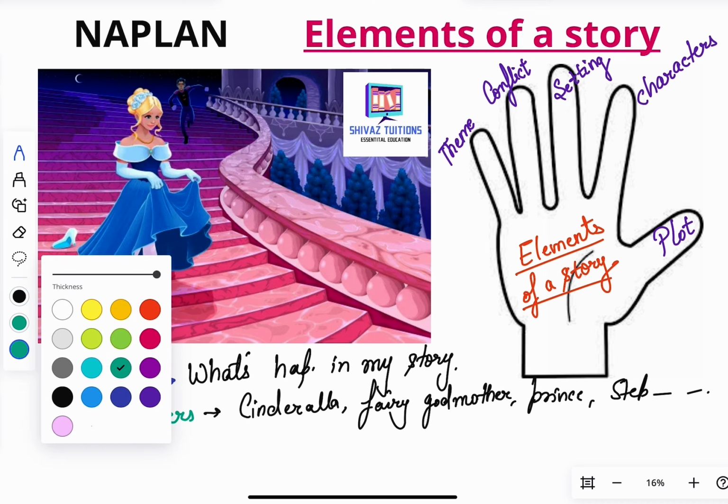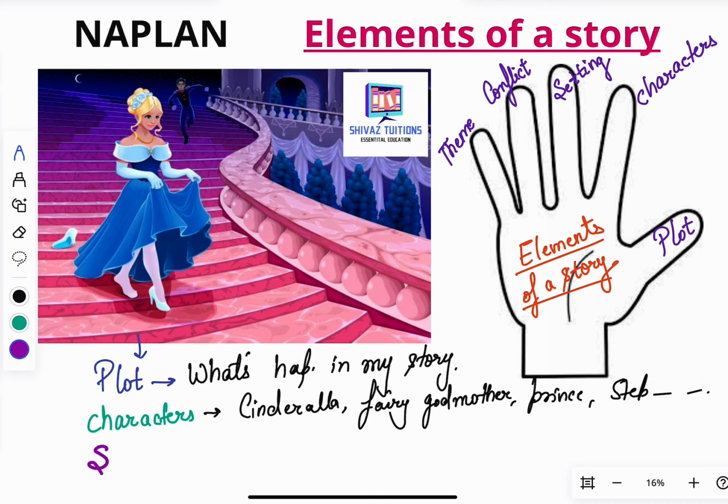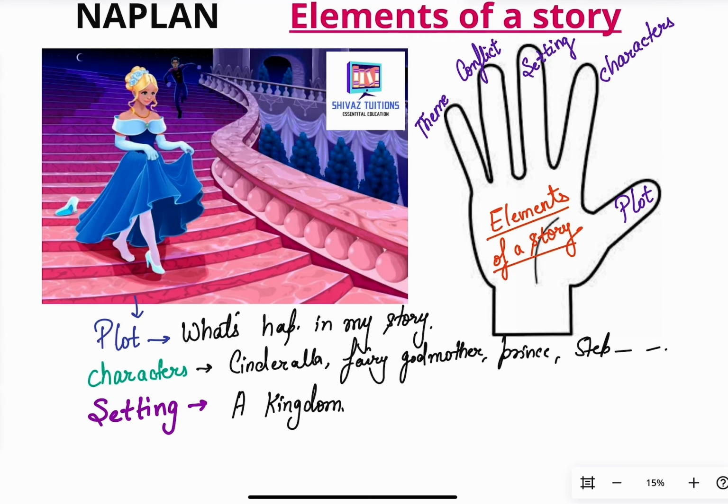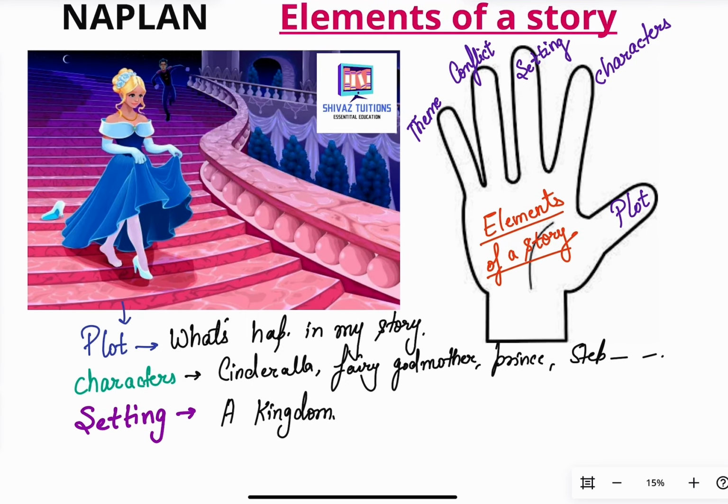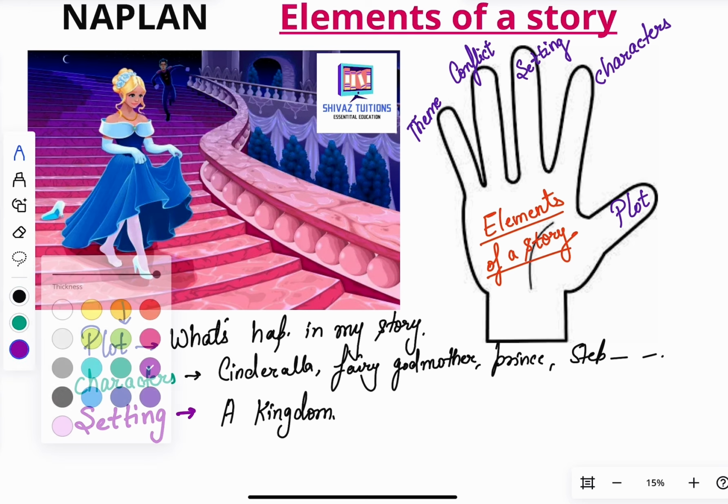What is called the setting now? Very important. Setting would be what? Setting means where the story is taking place. It's a kingdom. Agreed? Yeah, you can definitely describe the other locations like the royal ball that we had and the palace. Let me just quickly complete this for you.